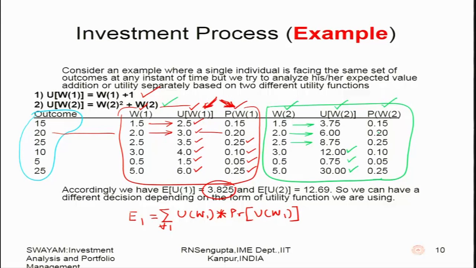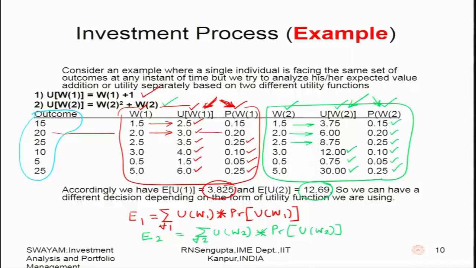And the corresponding probabilities, since the outcomes are the same as in the first case, also remain the same. So, when I use this second last column, I multiply them, and again I get the expected utility for U2. Same formula, here I am using UW2 multiplied by the probability of UW2 for all values. So, when I do that, I get a value of 12.69. So, we can have a different decision depending on the utility function you are using. The situations are the same, but we get a different answer as the utility function changes, as I just mentioned when we finished the last slide.